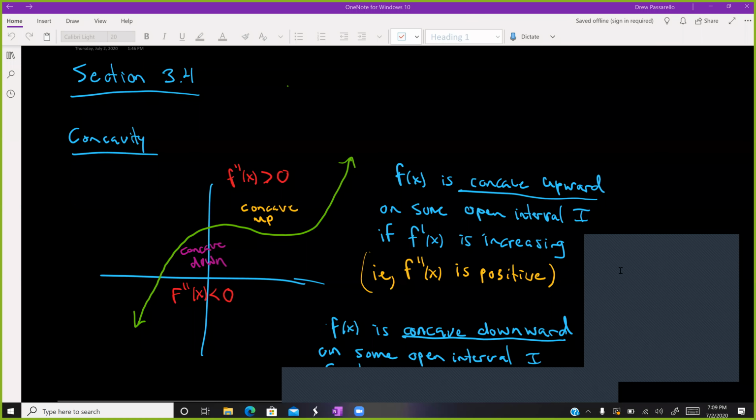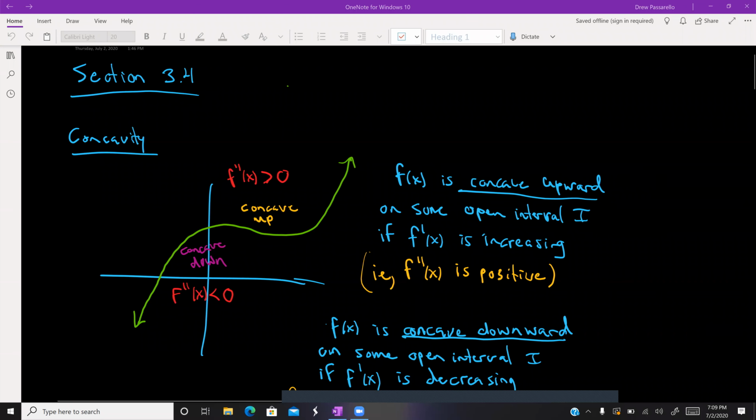This video is going to cover the concepts for section 3.4, and then the following videos will deal with actual examples. There's a good bit of concepts for section 3.4, and I'll start with the concept of concavity. Concavity deals with the shape of the graph of the function. In this picture, I have this green curve, that's the graph of the function.